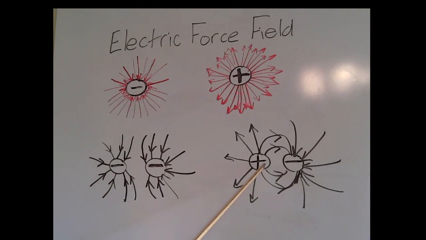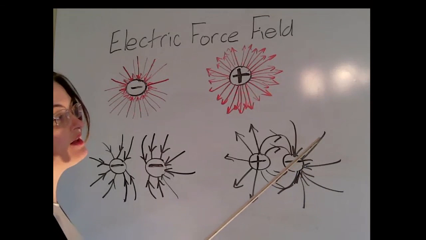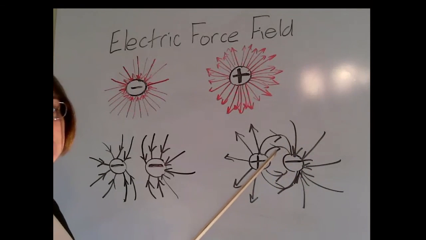Here I have drawn a positive charge and a negative charge, and the lines never cross, but we have the force field vectors leaving the positive charge and ending on the negative charge. And the force field lines do extend out from infinity.